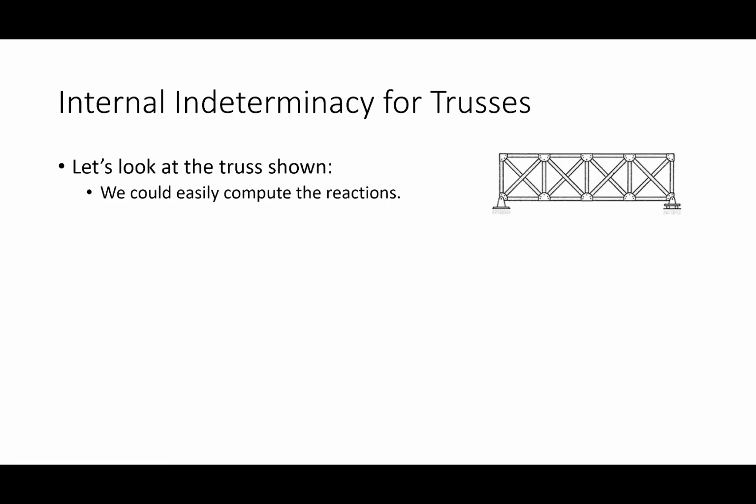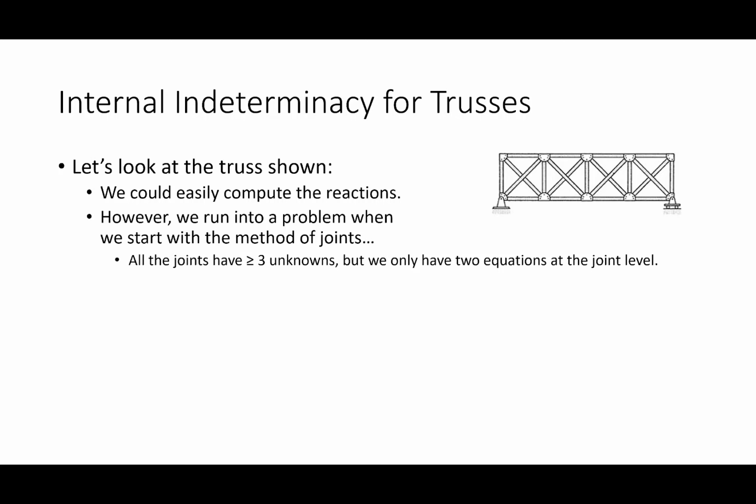That's fine. The problem comes when we try and determine the internal forces in the structure, okay? How many unknowns are at this joint right here? 3, right? Because there's 1, 2, 3. How about this one? 3. This one's got 5. This one's got 5. Are there any joints in this structure that have 2 unknowns? No, there aren't, okay? So the problem is that this structure is determinate externally, but internally it's not, okay?